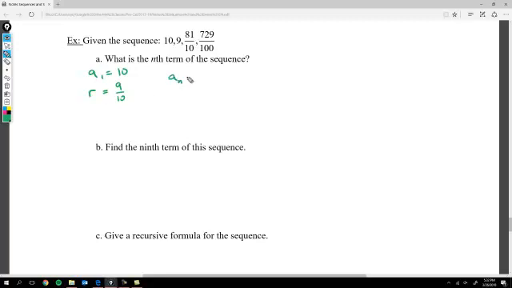So to write out the nth term, I'm just going to go all the way back to the equation that I gave you in the box up above. So it's the first term times r to the n minus 1 power. So it's my first term, which is 10, times 9/10 to the n minus 1 power. And I'll put this in parentheses.